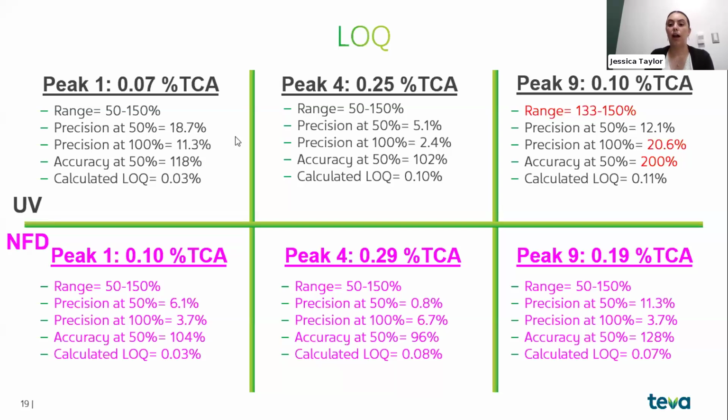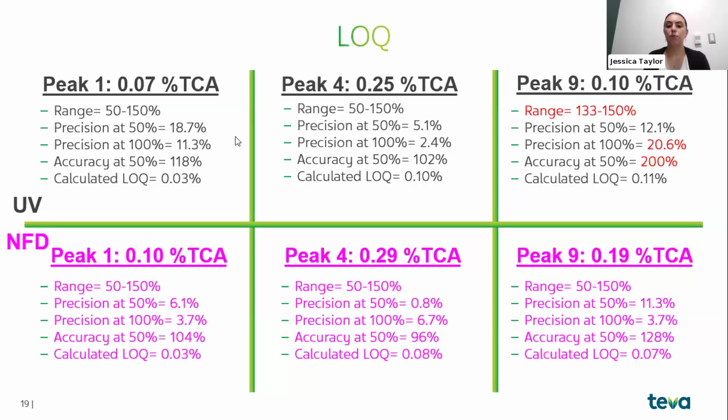And finally, moving on to that high molecular weight peak, peak 9, using the UV trace, we saw failing precision and or accuracy data at the low ends of our range. So for this peak, our range was 133 to 150% of our target load. And this gave us a calculated LOQ of 0.11%. Now, looking at the data for this peak for the native fluorescence detector, we had passing precision and accuracy throughout our entire range of 50 to 150%. And this gave us a calculated LOQ of 0.07%.